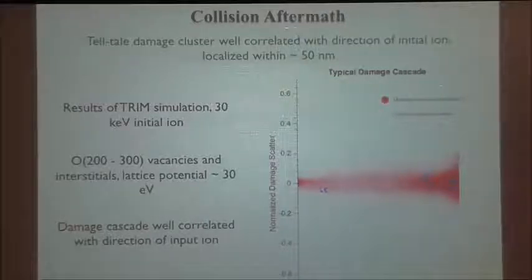If you run something like a TRIM simulation, and we put in ions from about 10 to 30 keV just to see what actually happens, you notice that you create something like 200 to 300 vacancies and interstitials. That's the lattice damage that you're creating, and it's pretty well correlated with the direction of the initial ion. If you could actually measure it, then you're in business. But the challenge, obviously, is that you need to be able to do some kind of nanoscale measurement to look at this damage cascade, and your detector is ton-sized. That's a huge detector. How do you actually accomplish such a goal?